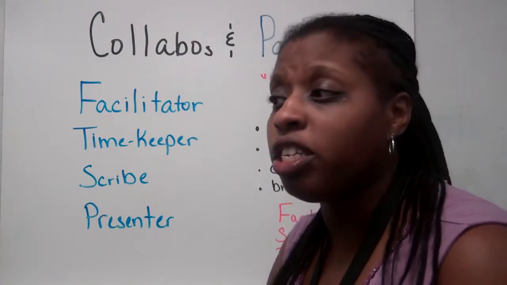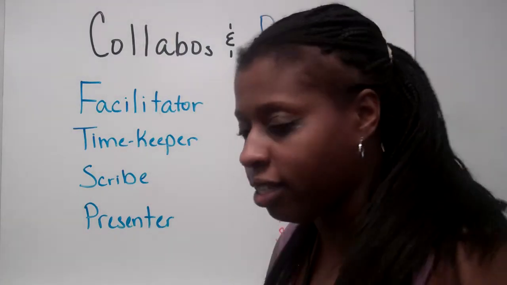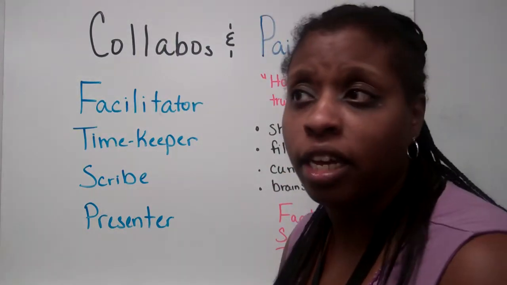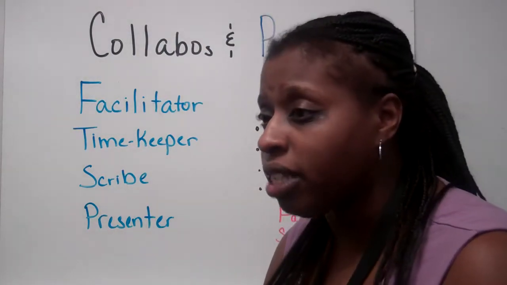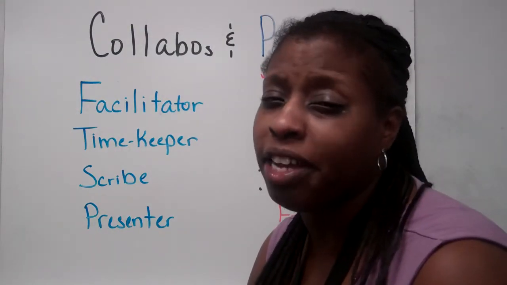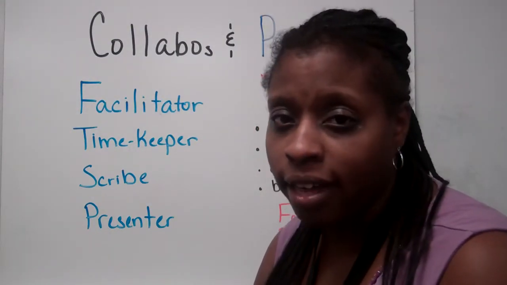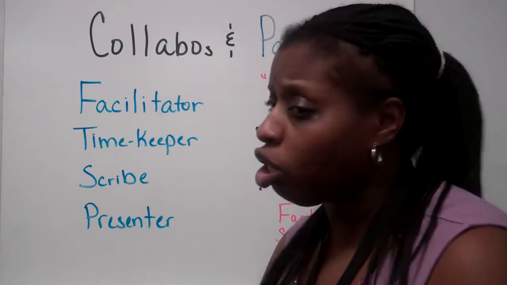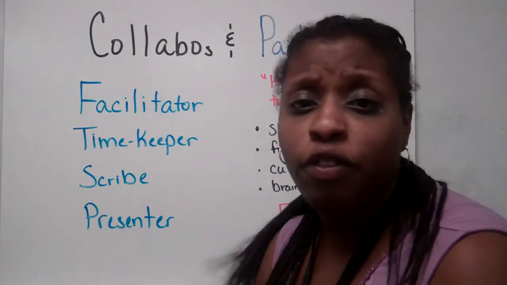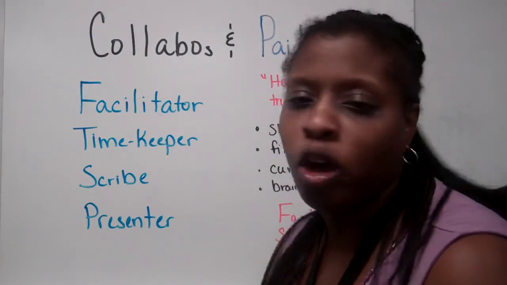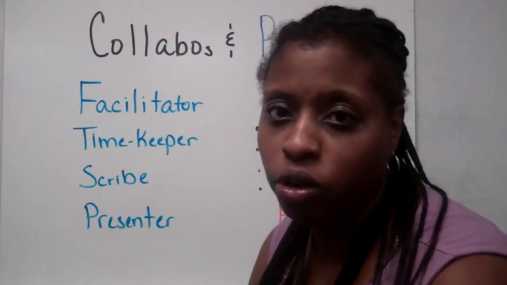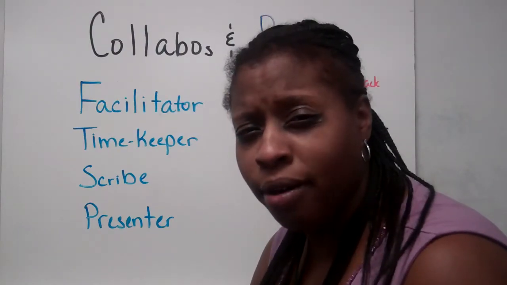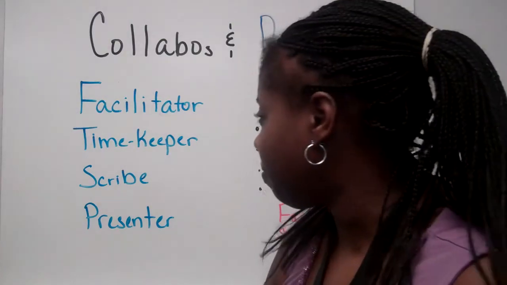So they want to make sure that they are keeping everyone on task. If Johnny Sue or Sally Shucks is not on task, it's up to the facilitator to make sure that they get back on task. Remember, the facilitator still participates. Regardless of your role, you still participate. You don't just sit back and watch everyone do the work. Keyword in Collabos is participation.